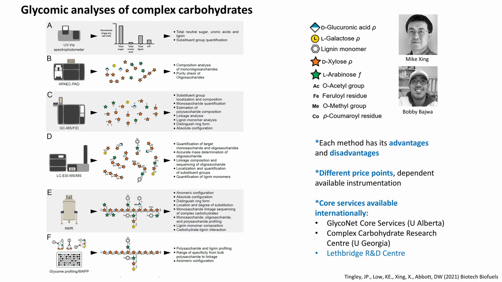So a lot of researchers will rely on core services, one of which is available here through Glyconet, of course. Another lab that's quite well known for core services is the Complex Carbohydrate Research Center at the University of Georgia, where I had the pleasure of doing my second postdoc. We've also established a core service at the Lethbridge Research and Development Center, where we're focused on, as I said, glycosidic linkage analysis. Our support unit is run by two analytical chemists, Mike Singh and Bobby, a recent graduate of U of A.